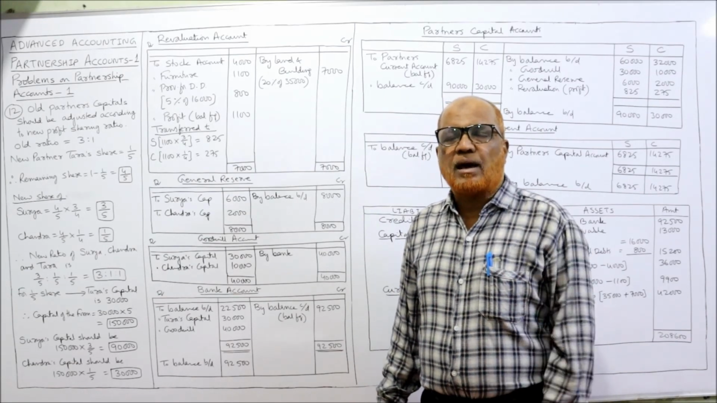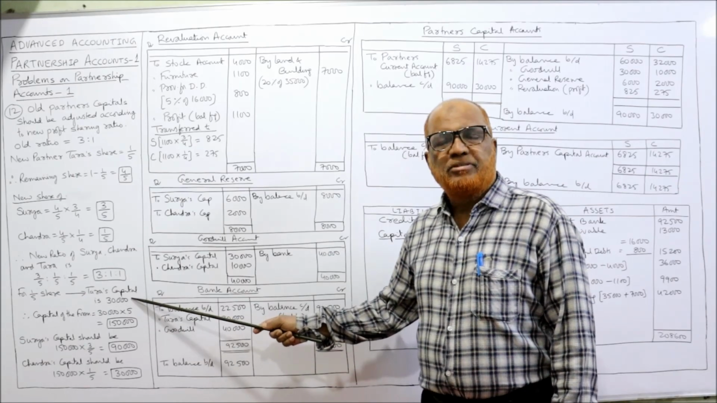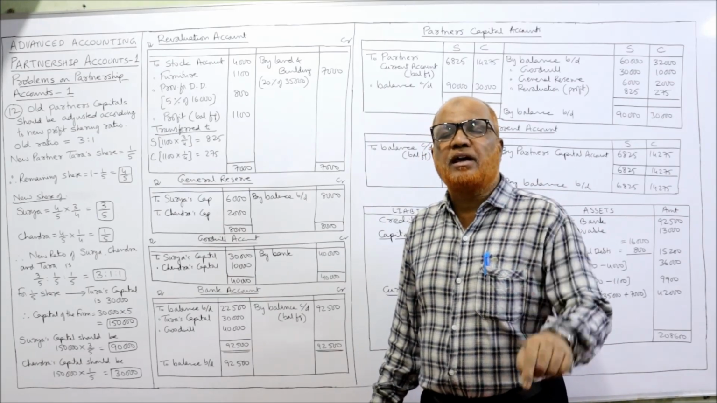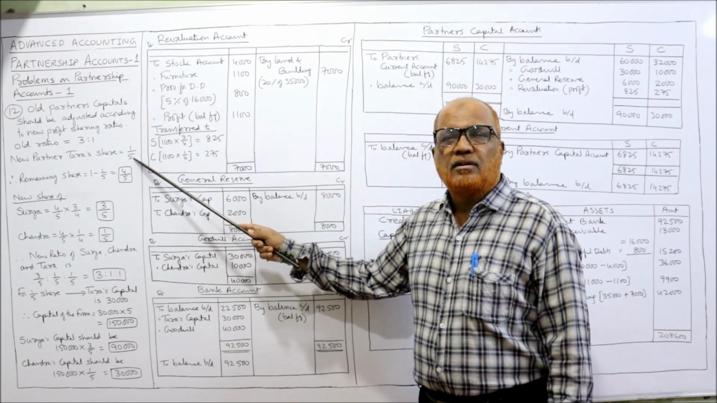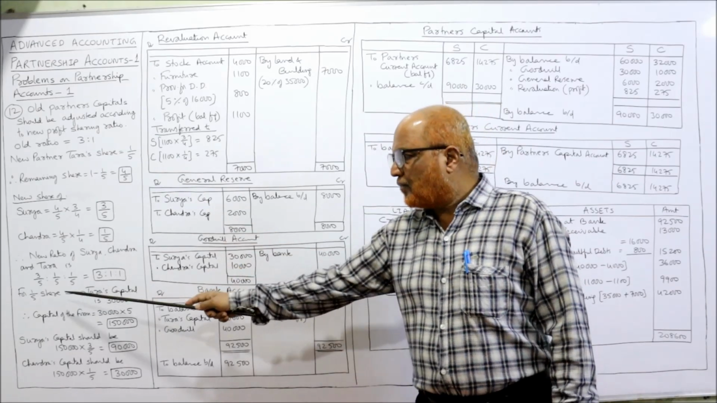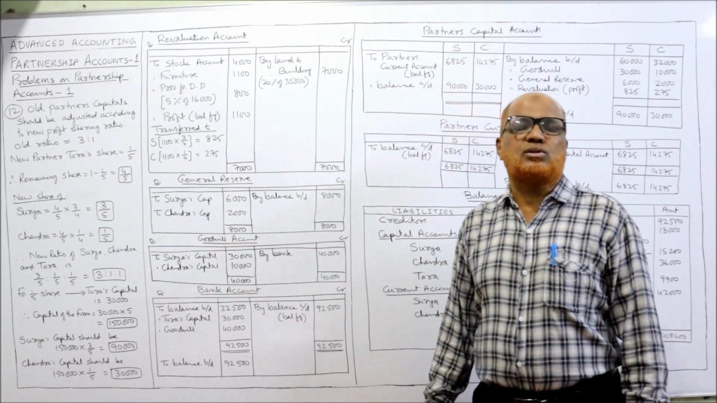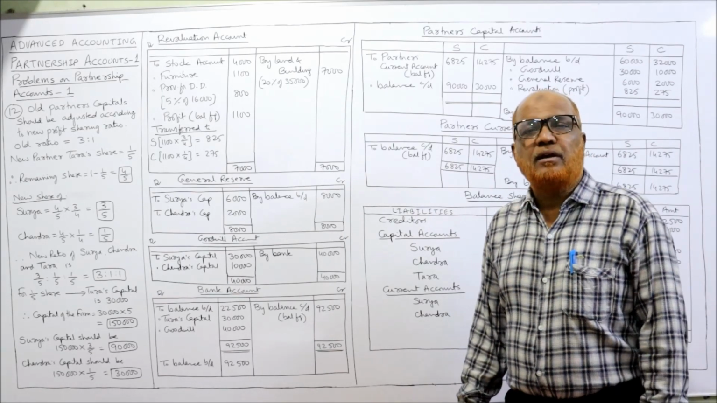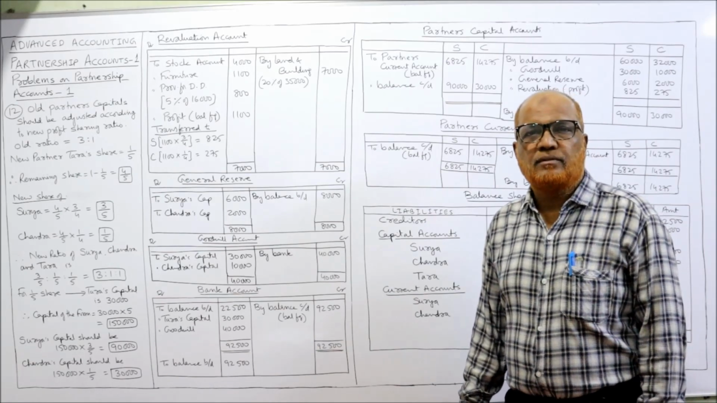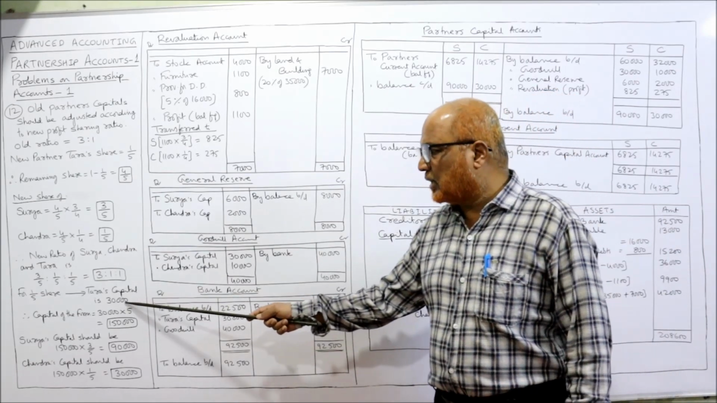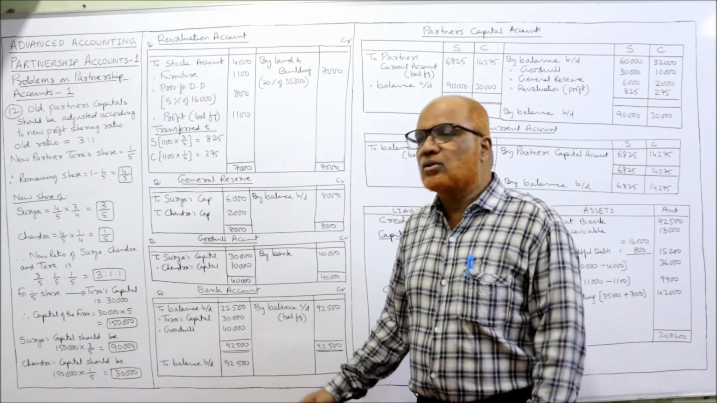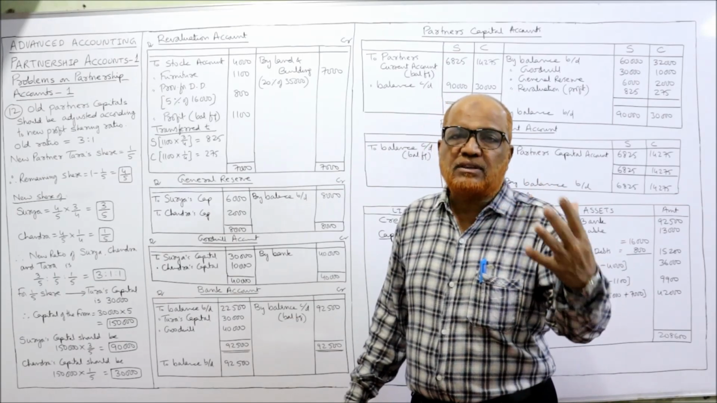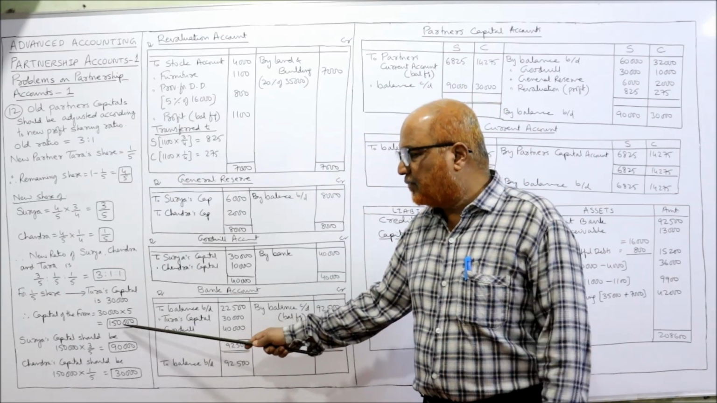How much is Tara's capital? 30,000. New partner Tara brings 30,000. For how much share is she bringing 30,000? 1/5 share. Tara's share is 1/5. So for 1/5 share, Tara brings 30,000. So the complete capital of the new firm will be 30,000 into 5, because 1/5 comes to 30,000. So 5 times 30,000 is 1,50,000. The total capital of the new firm after Tara's admission will be 1,50,000.